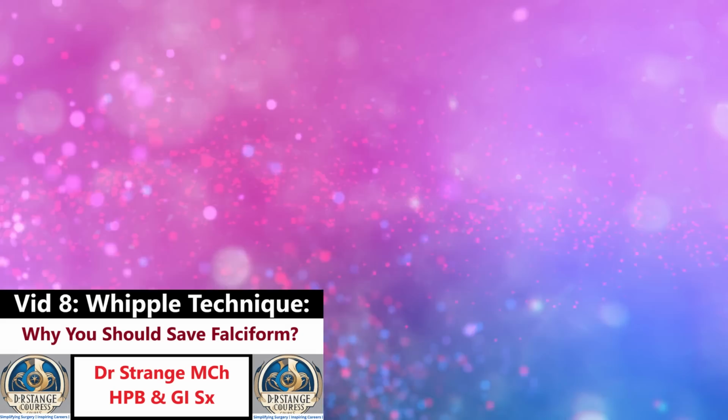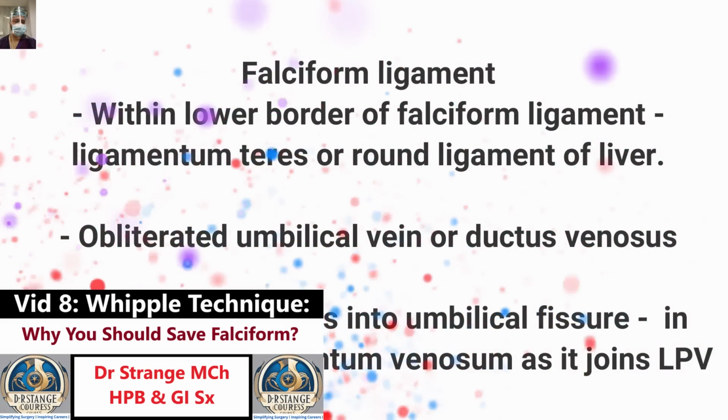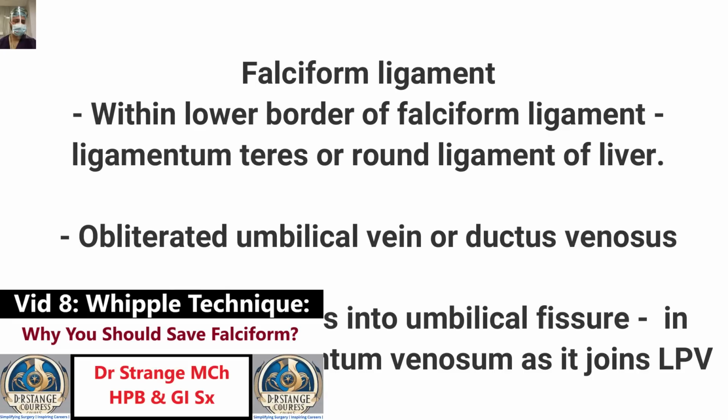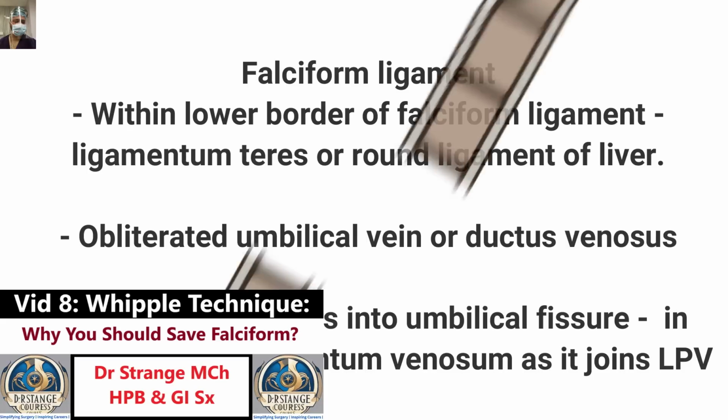Basically, the trick of the trade is that when you pull this round ligament, or the ductus venosus where it continues as the ligamentum venosum, you will be applying traction on the left portal vein. You can easily identify the left portal vein in difficult anatomy with the help of this maneuver.